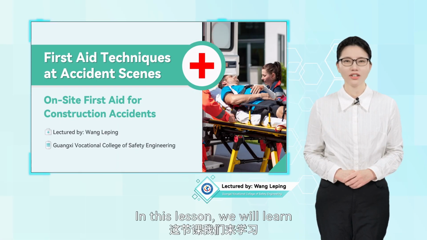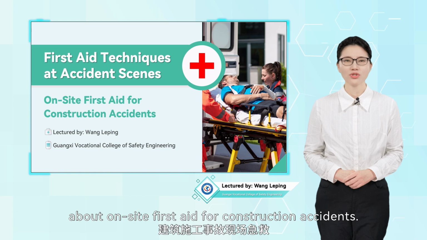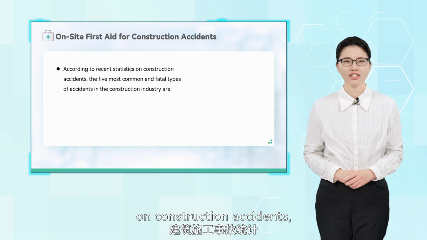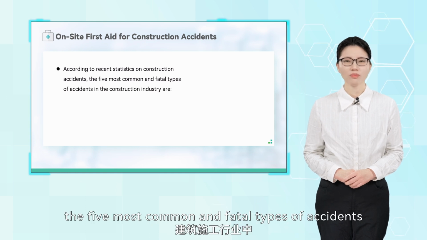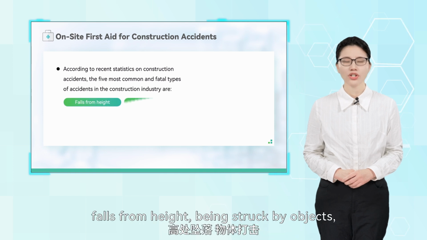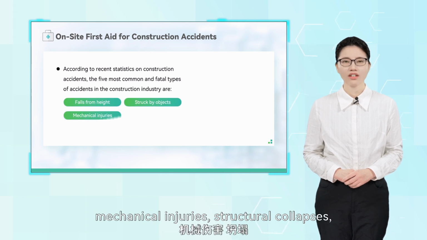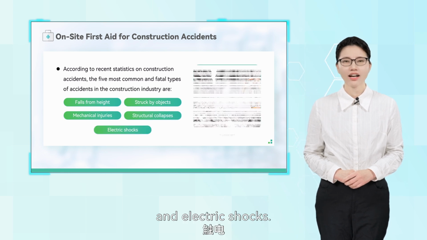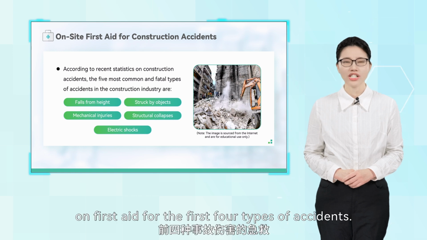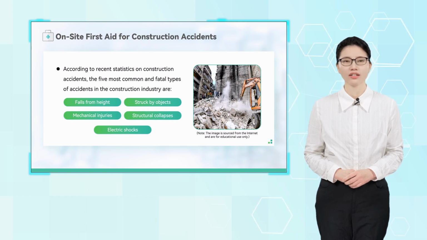Everyone. In this lesson, we will learn about on-site first aid for construction accidents. According to recent statistics on construction accidents, the 5 most common and fatal types of accidents in the construction industry are falls from height, being struck by objects, mechanical injuries, structural collapses, and electric shocks. In this lesson, we will focus on first aid for the first 4 types of accidents.